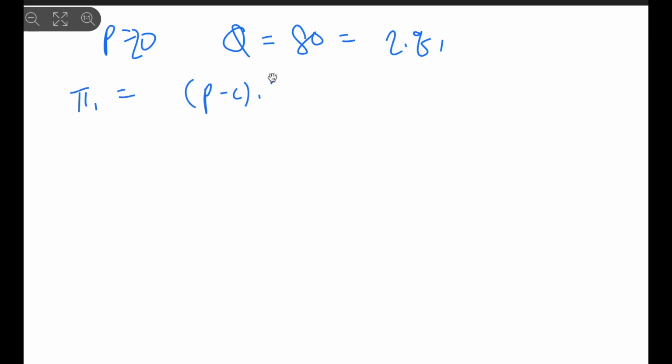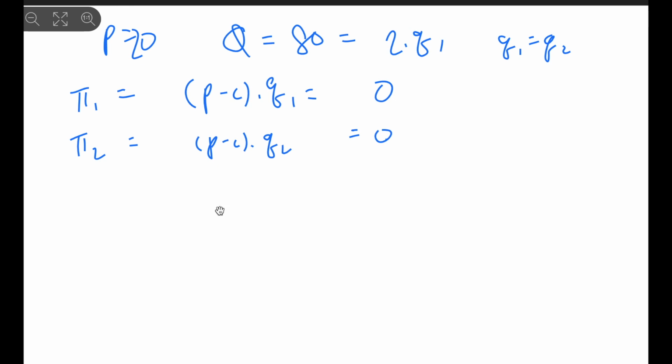Okay, P equals 20, right? And Q equals 80, that was 2 times Q1, right? That was correct. We have pi 1 equals P minus C times Q1, that was 0, and pi 2 was P minus C times Q2, right? Q1 equals Q2, so that's 0, that's correct. What about the consumer surplus? I was wrong by the 100 minus P part. P, Q, we have 100 minus P, that's correct.